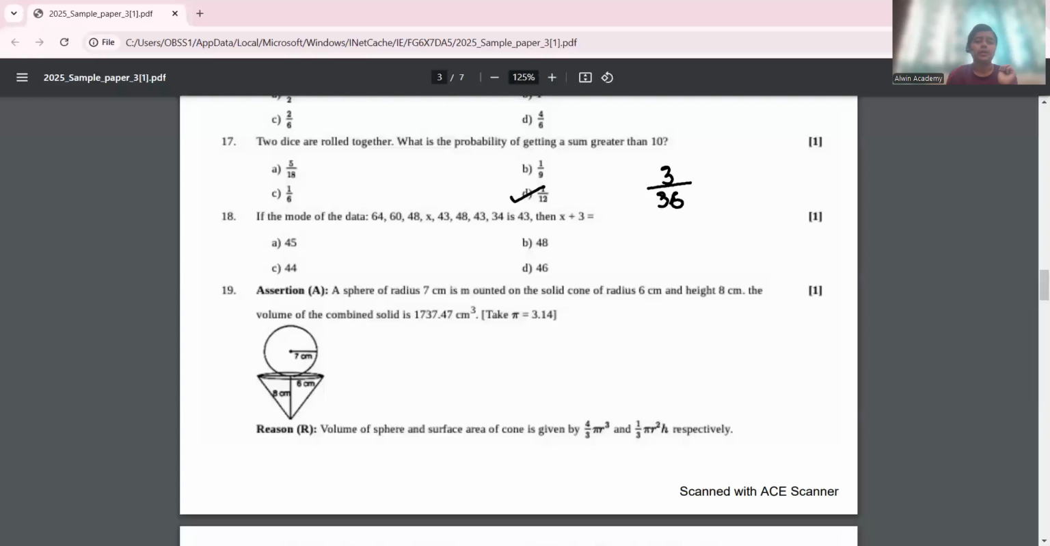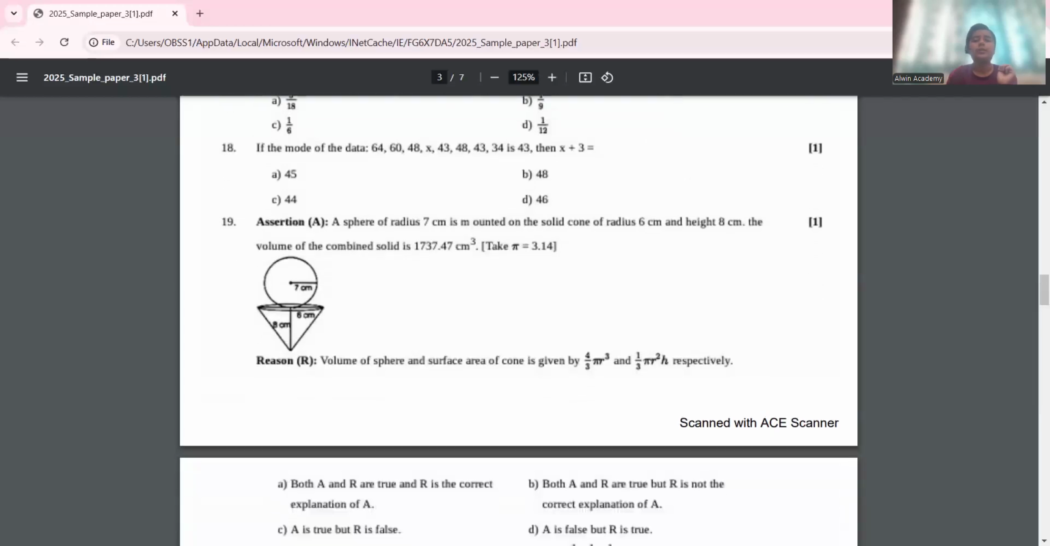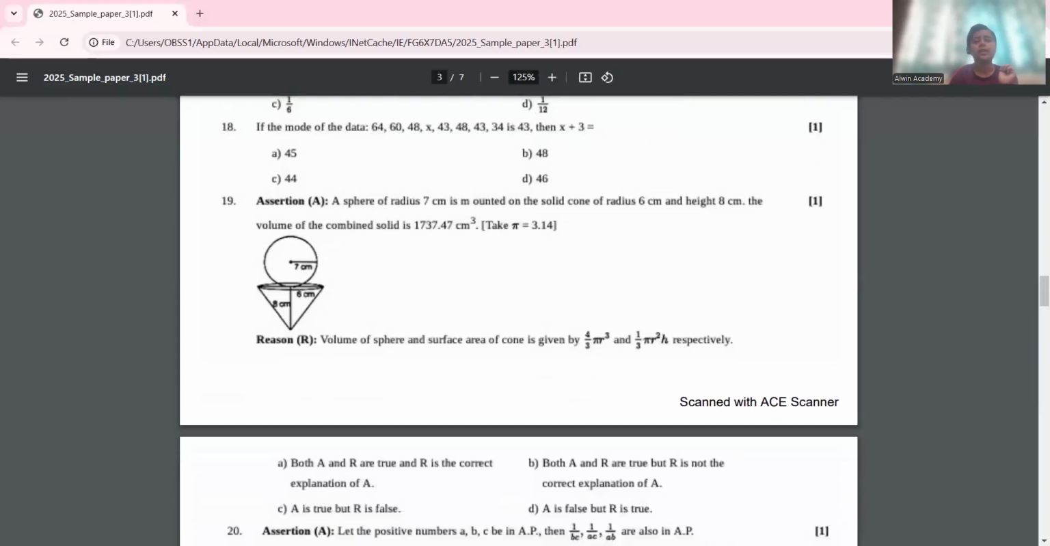Going to the next question, if the mode of the data is 43, then x plus 3 is. Now, here in the data, we see 43 is coming twice and 48 is also coming twice, and x is unknown. So if x is 43, then 43 becomes thrice and it is the mode, because mode is the occurrence with the maximum frequency. But if it is anything else, then we can have a tie in the mode, 48 and 43. Then we can say that this data has two modes.